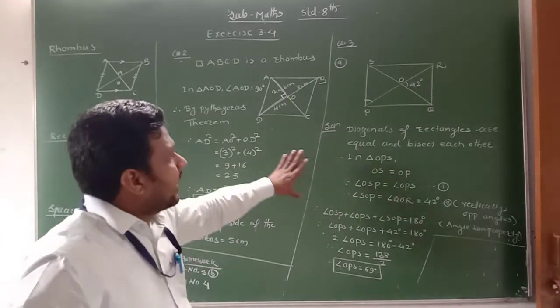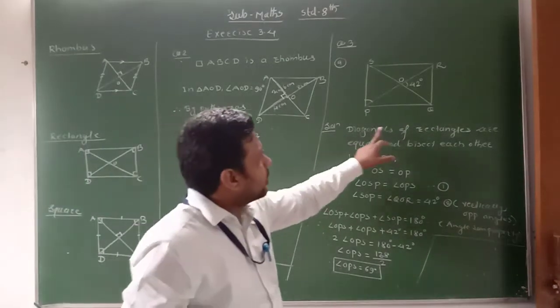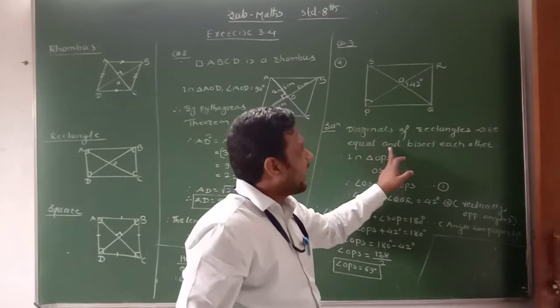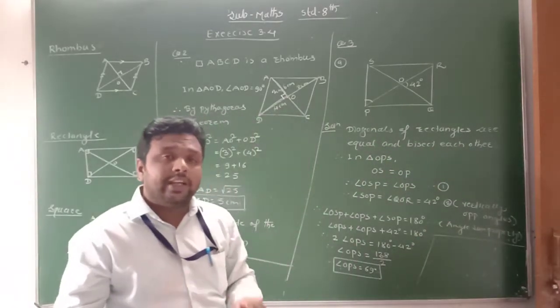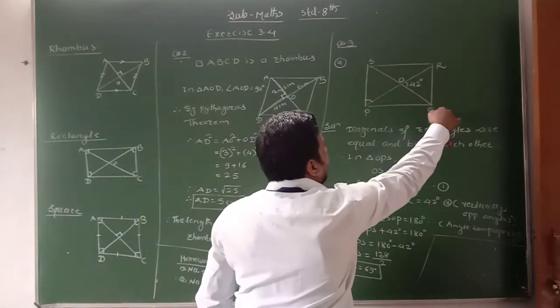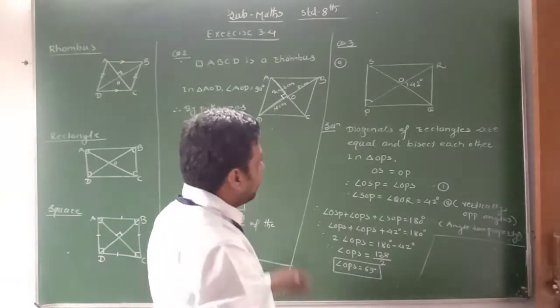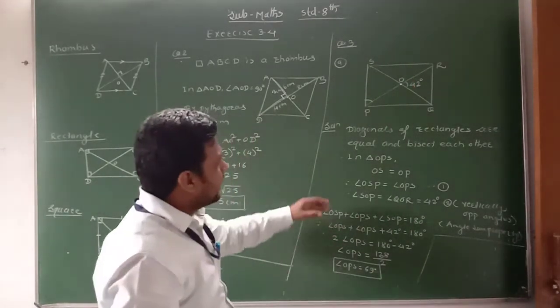Now this is the rectangle. We know the property for the rectangle. Diagonals of rectangles are equal and bisect each other. Now PR and SQ are the diagonals of the rectangle which are equal and intersect at point what? O, which bisect each other.